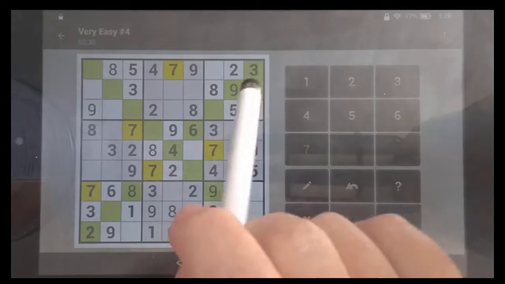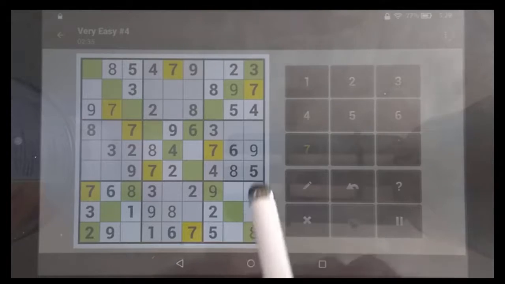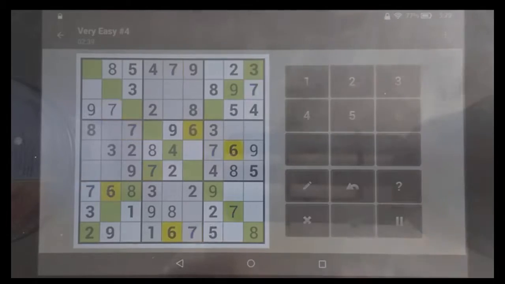To the 7s we go. Those 2 rows and this column are covered, so there's our 7. And these 2 columns and these 2 rows are covered, so there's our 7 there.